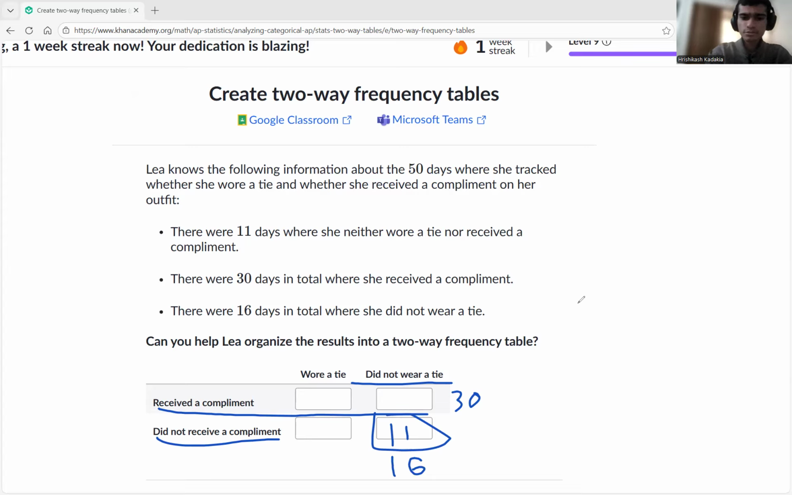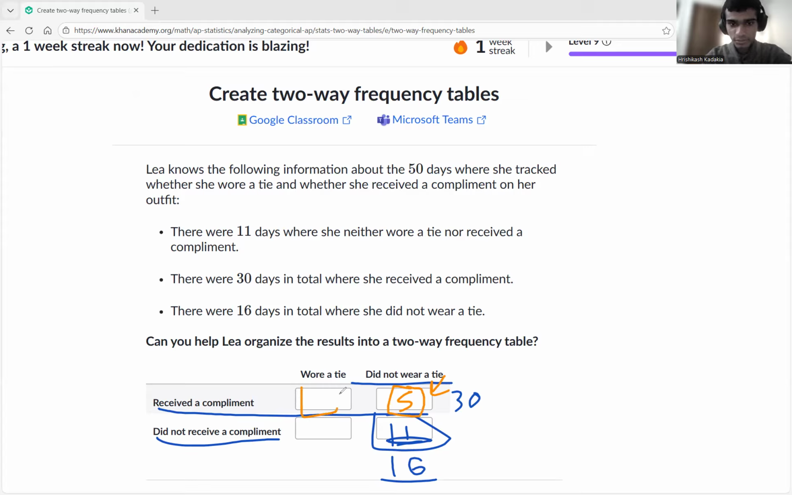Now we know this is 11, and the total is 16 where she did not wear a tie. So where she did not wear a tie and she didn't receive a compliment is 11. In total she didn't wear a tie for 16 days. So where she's not wearing a tie but did receive a compliment, I'll write in a different color. That could be 16 minus 11, that is 5.